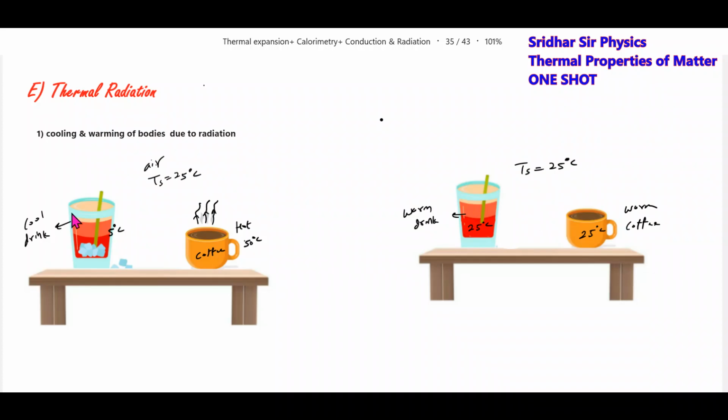Okay, this is what happens. Now, how did it warm up? Here, it will absorb more heat and radiate less. The rate of absorption will be more than the rate of emission. What about the coffee? For the coffee, the rate of emission will be more than the rate of absorption. So here PA is greater than PE, and here PE is greater than PA.